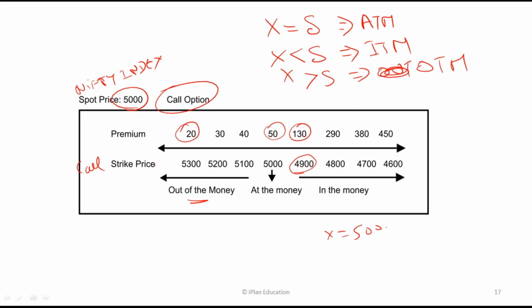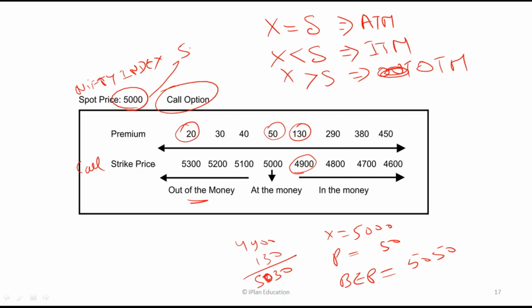If you talk about the at the money contract break even, the strike price is 5,000 and the premium you're paying is 50, so your break even point or the total cost will come to 5,050. So if the spot price goes above 5,050, then you start making money. If you talk about 4,900, that is your strike price and 130 is the premium you're paying, that means 5,030 is your break even. So if the spot price increases, after 2 days, 5 days, 10 days, if the price goes above 5,030, then you start making money.